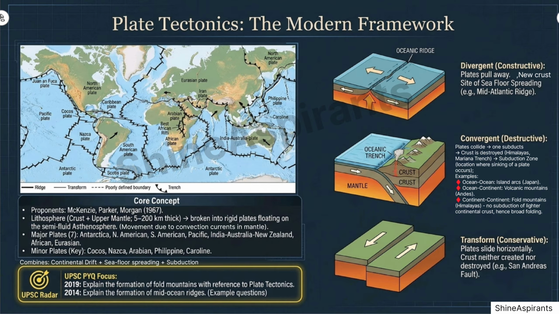D. Plate tectonics theory. Proponents Mackenzie, Parker, and Morgan, 1967. Core concept.